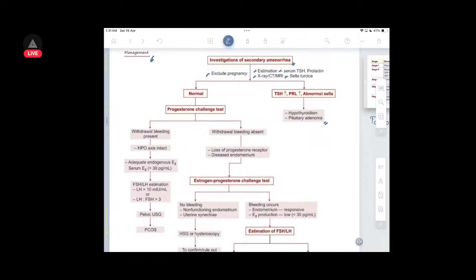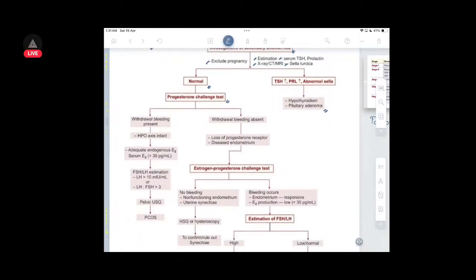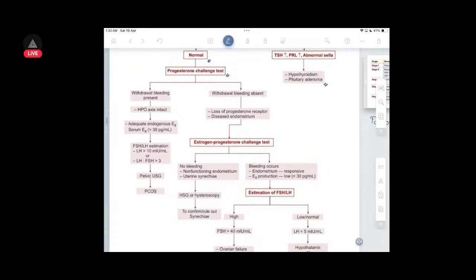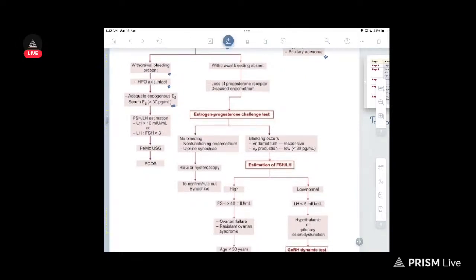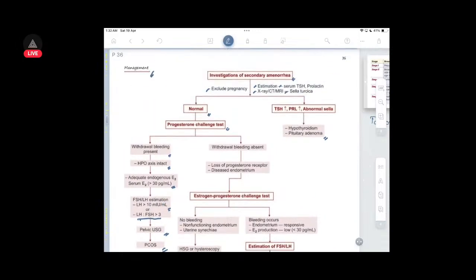If investigations are normal, then you do the progesterone challenge test. If withdrawal bleeding is present, then the HPO axis is intact. Then adequate exogenous estrogen, serum estradiol has to be checked. Then FSH and LH you have to check. And if FSH is more than 3 and LH is more than 10, you have to do pelvic ultrasonography, and you can assume polycystic ovarian disease.